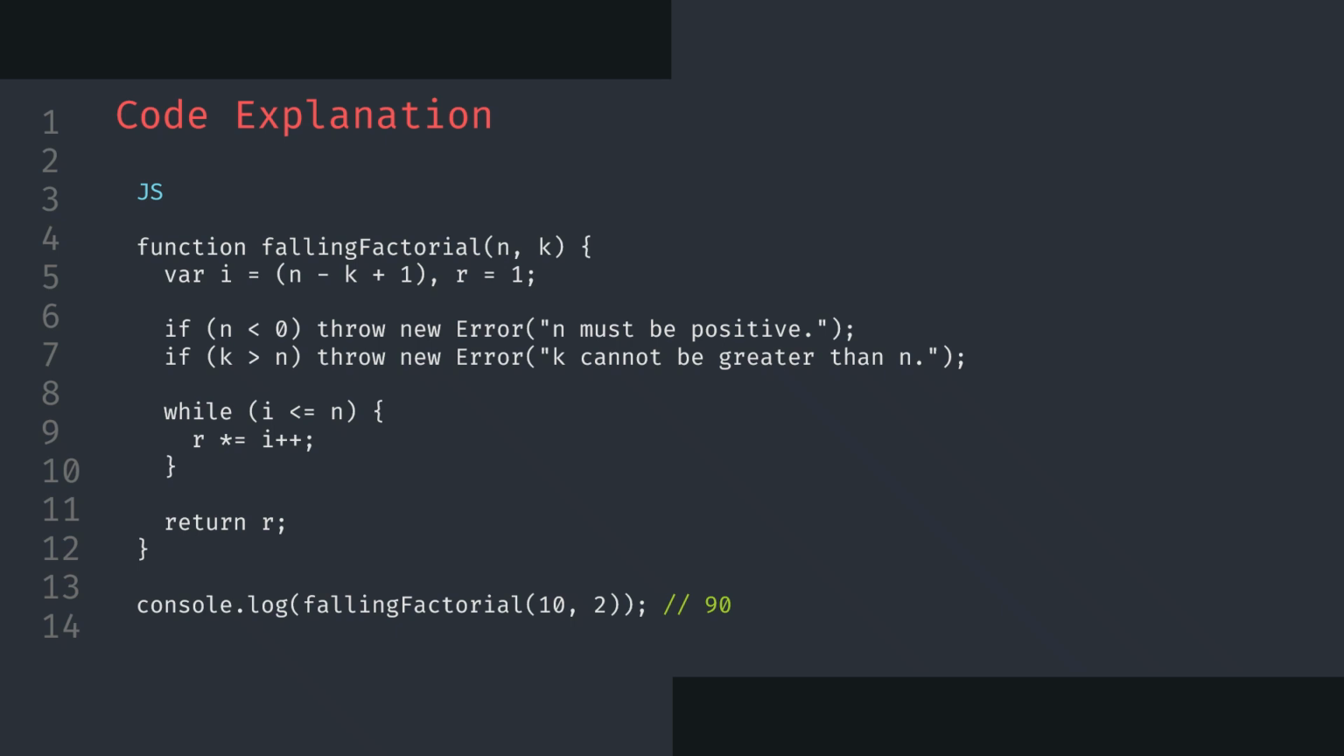Let's break the code down. We start by calculating where the loop should begin. i is equal to n minus k plus 1, and we initialize our result variable r to 1. We then check for edge cases where n should be positive and k should not be greater than n. Inside the loop, we multiply r by each increasing value until we hit the original number n. It is compact, clean, and handles the logic without needing arrays or recursion.